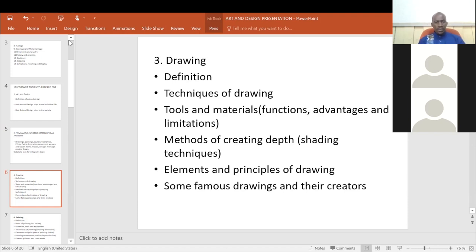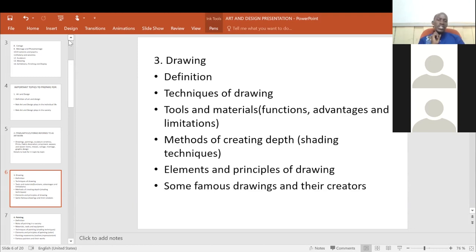And if the learner is able to highlight the advantages, the learner should also be able to mention the limitations. What are some of the limitations of using the tools and materials? Then we can talk about methods of creating depth. Most of the time, we teach them as shading techniques.